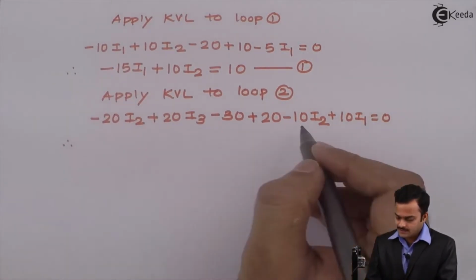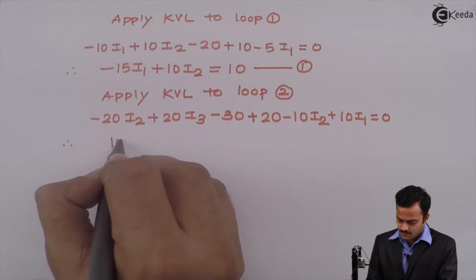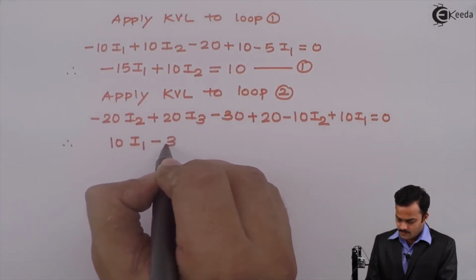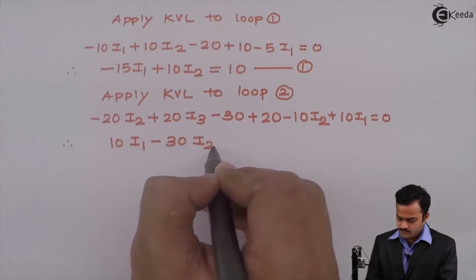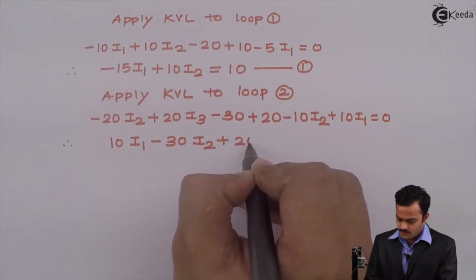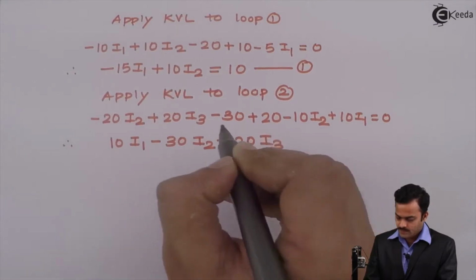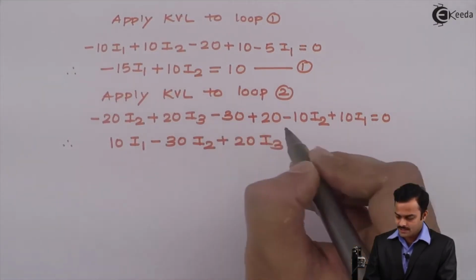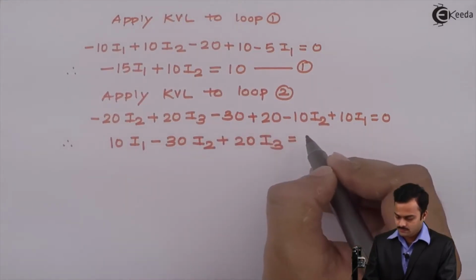So if I rearrange the terms, I will get 10 I1 minus 30 I2 plus 20 I3. Minus 30 plus 20 will give you minus 10 on this side. Let's take it to the other side.